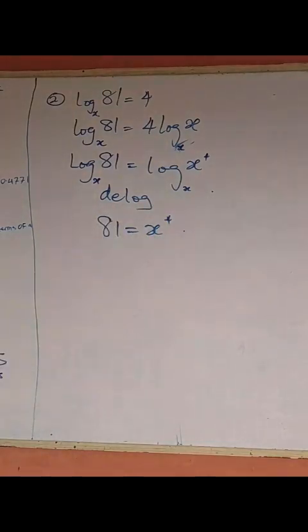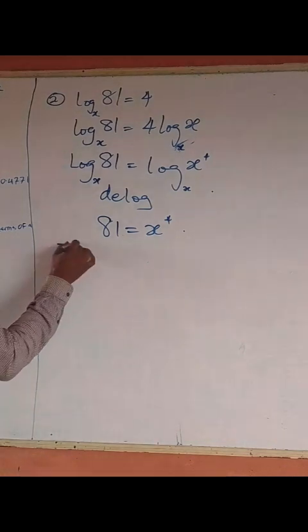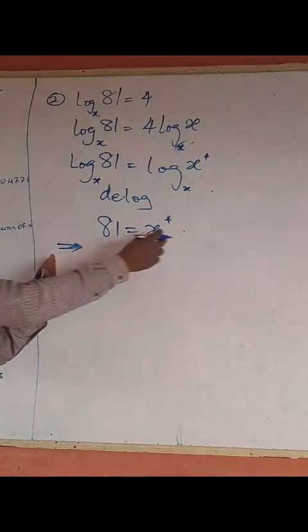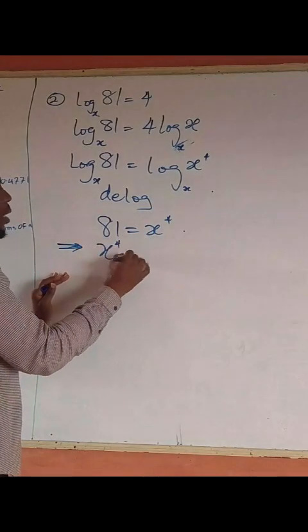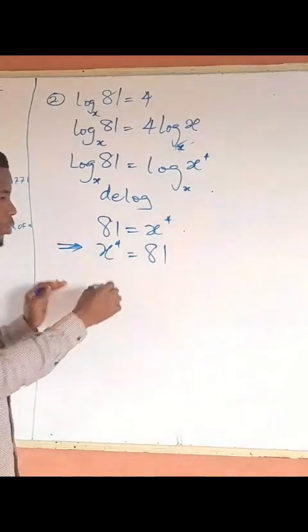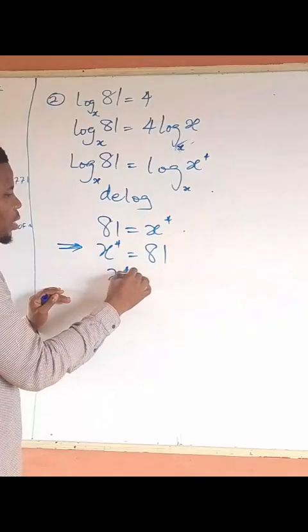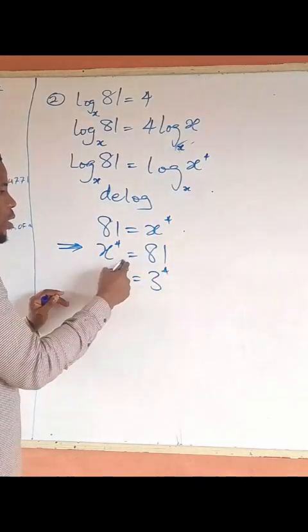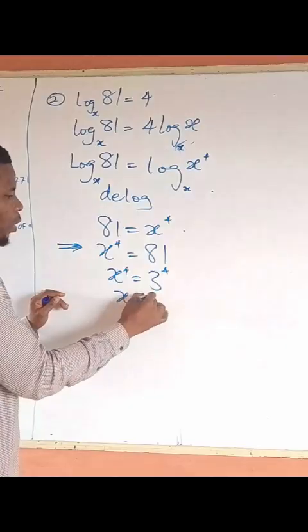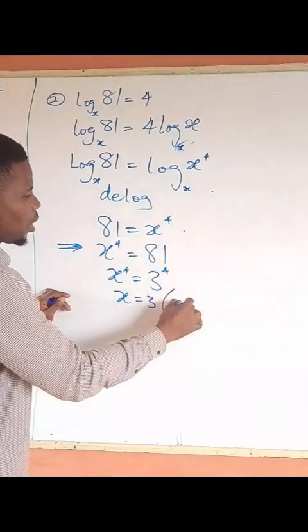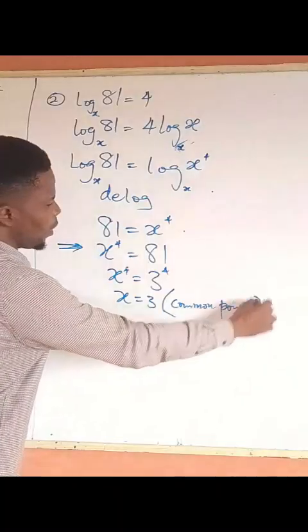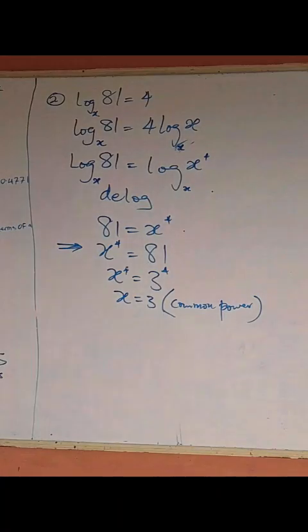Everything is now converted to index form. So this implies that, all of you know, whenever I say this implies, it means I want to bring this other number to this side. Then I'll now say equal to 1. So this is S to the power 4 equal to 3 to the power 4. Equal power, or you say common power. Therefore, S is the same as 3.